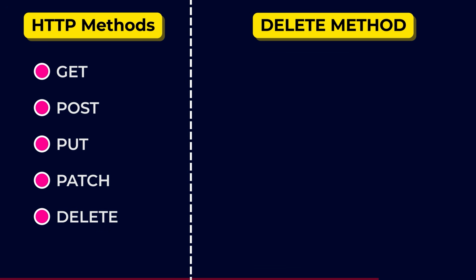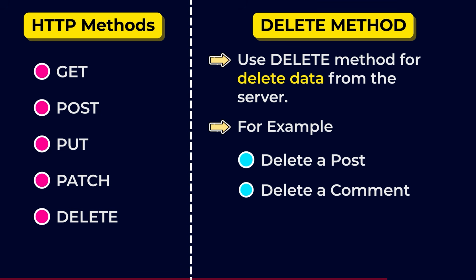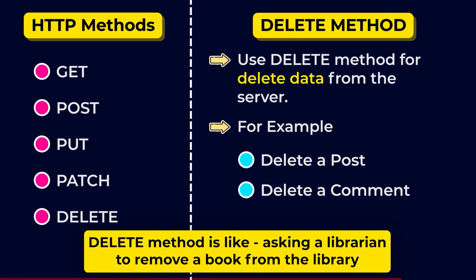Now the last method is DELETE. And you guessed correctly. We will use the DELETE method to delete data from the server. For example, when we delete a post or a comment on social media, then a DELETE request is sent to remove it from the server. And for that, I don't think we need the library analogy, right? And also, it is not practical. Think of it like asking the librarian to remove a book from the library.